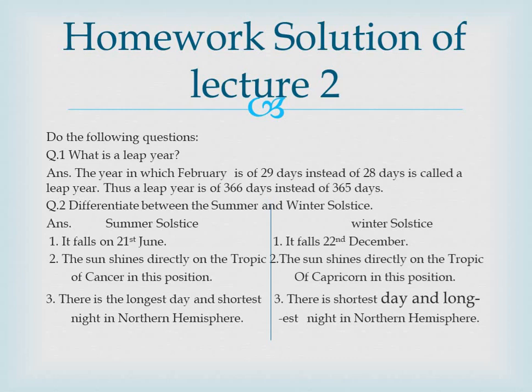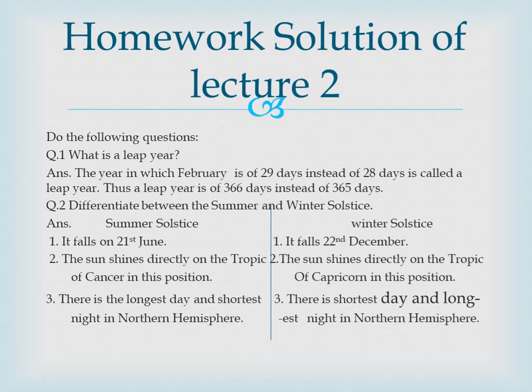Differentiate between summer and winter solstice. It falls on 21st June. It falls on 22nd December. The sun shines directly on the Tropic of Cancer in this position. The sun shines directly on the Tropic of Capricorn in this position. There is the longest day and shortest night in the northern hemisphere. There is the shortest day and longest night in the northern hemisphere.